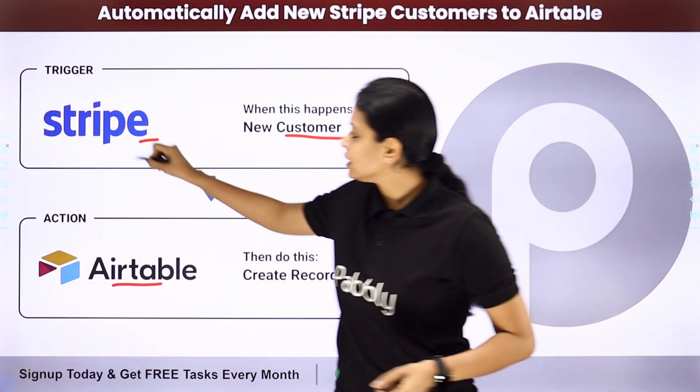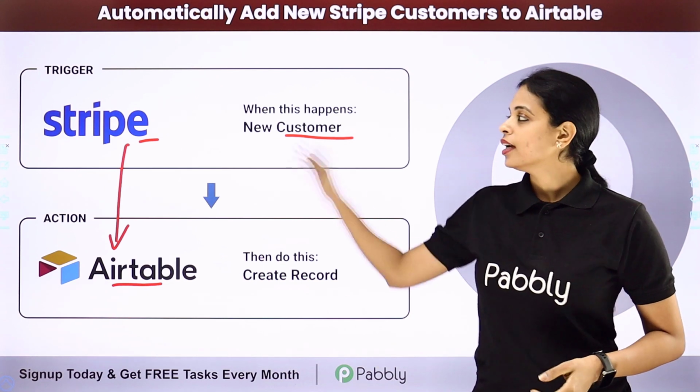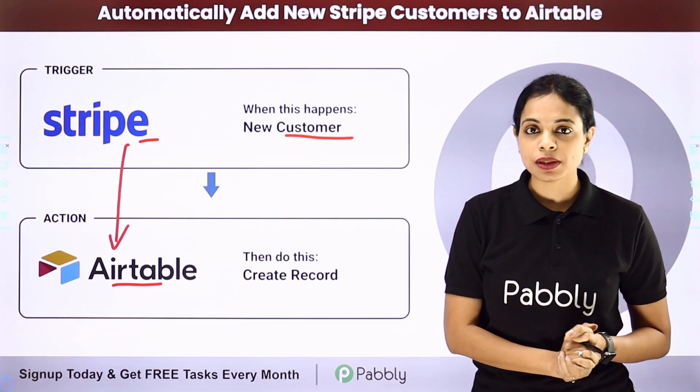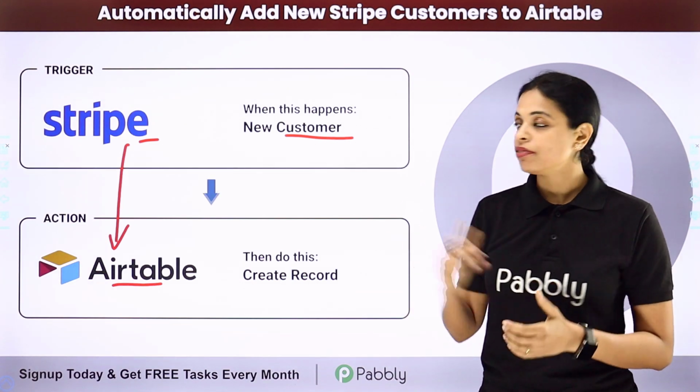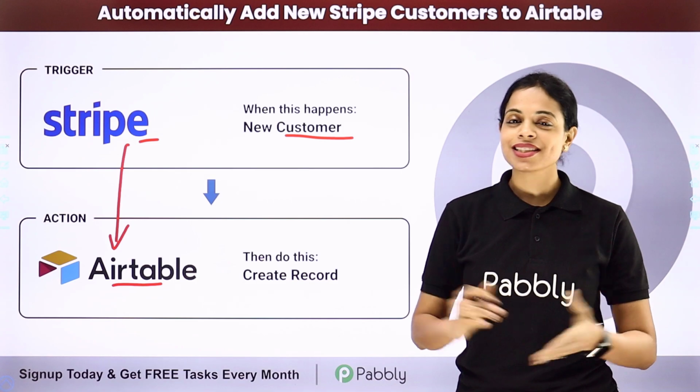For this, you will have to integrate the two applications, and the same thing can be done using Pabbly Connect software. Here your trigger application would be Stripe and your action application would be Airtable. Now how can you integrate and automate this entire process yourself? To understand that, let me take you to my screen.